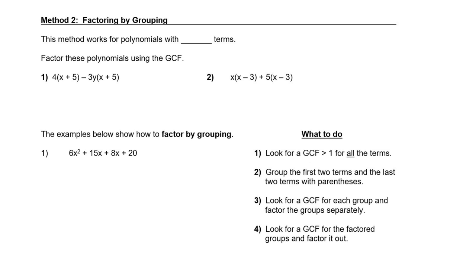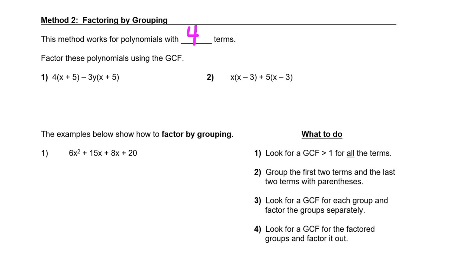This method only works for polynomials that have 4 terms. Okay, and we're actually going to use a GCF, which is something that we focused on in the last lesson. So just to refresh your memory, we're going to use the GCF to factor in number 1 and number 2. If you would like to pause the video and try these on your own, since we've talked about them before, feel free to do that and press play when you're ready to check your answer.